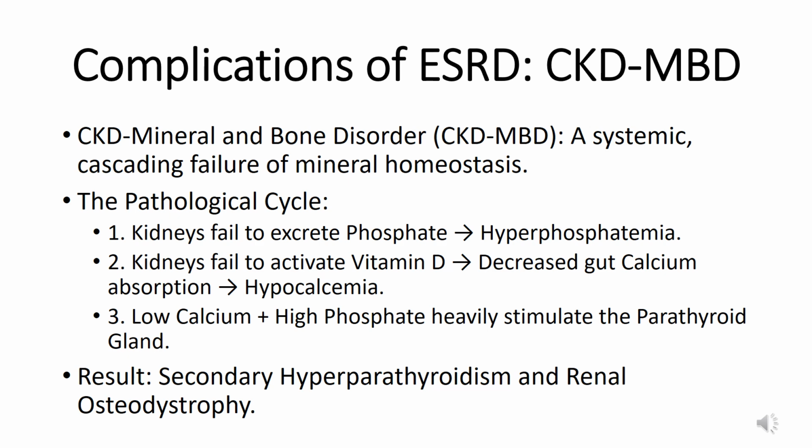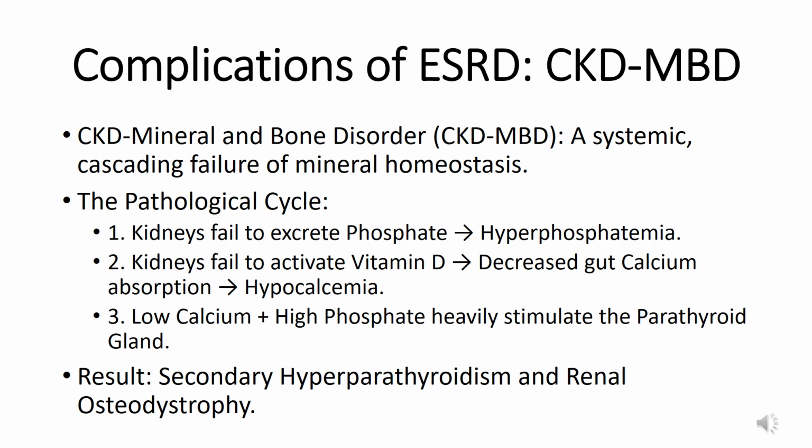This includes controlling phosphate intake and absorption. It also involves vitamin D replacement and parathyroid hormone regulation. Sometimes phosphate binders are used. Active vitamin D analogues may also be prescribed. In severe cases, parathyroid suppression therapy is needed. The goal is to protect both bone health and cardiovascular stability.